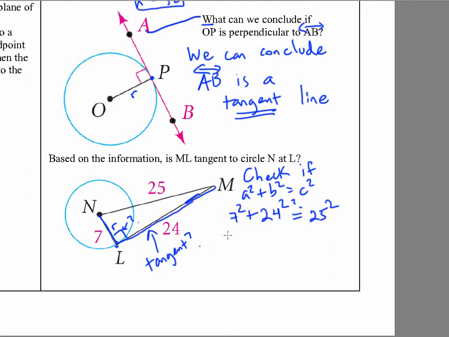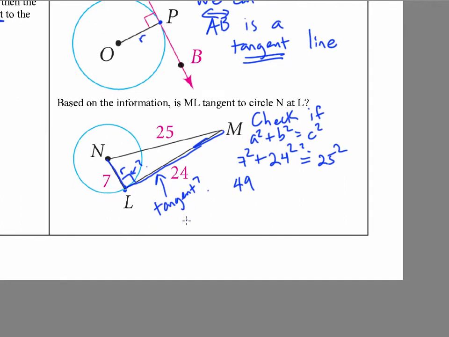Well, 7 squared is 49. 24 squared, so let's just come down here, 24 times 24. 4 times 4 is 16, 4 times 2 is 8, plus 1 is 9. Then a 0 here, 2 times 4 is 8, 2 times 2 is 4. So that gives us 576. Does that equal 25 squared?